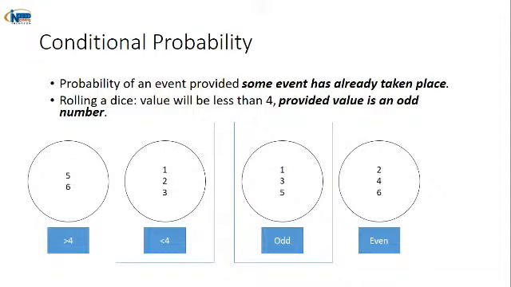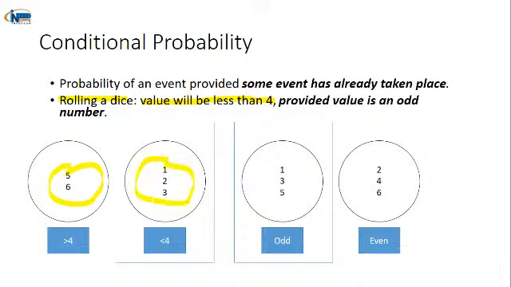And what will happen here? In this case, you can see that we have certain numbers, and we want the value to be less than 4. We are taking the example of rolling a dice, and once we roll a dice, we want the value to be less than 4. In case of rolling a dice, greater than 4 is only 5 and 6, and less than 4 is 1, 2, 3.